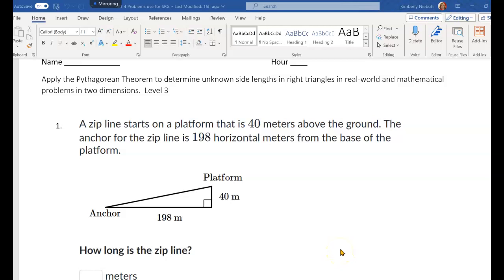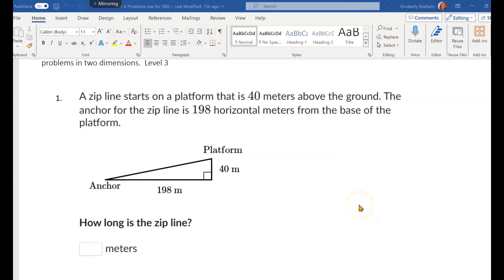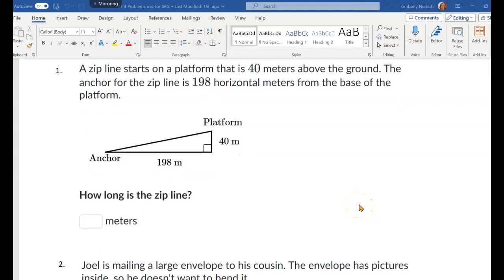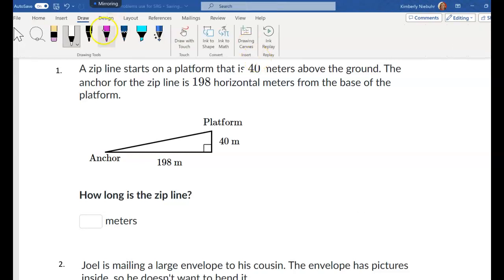I want to give us at least 3 chances to hit the target to get a level 3 on apply Pythagorean theorem to determine unknown side lengths in right triangles in real world and mathematical problems in 2 dimensions. This is level 3. You will get a level 3 if you listen to this video. It's going to help you very much to circle the numbers. Circle the numbers.